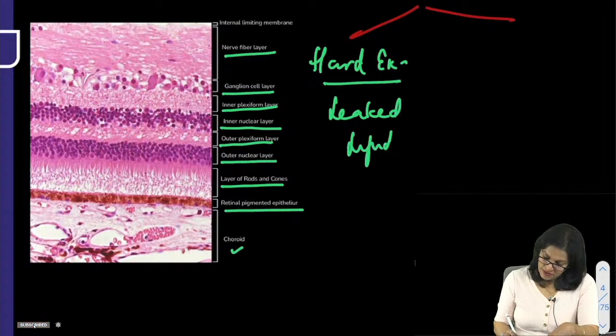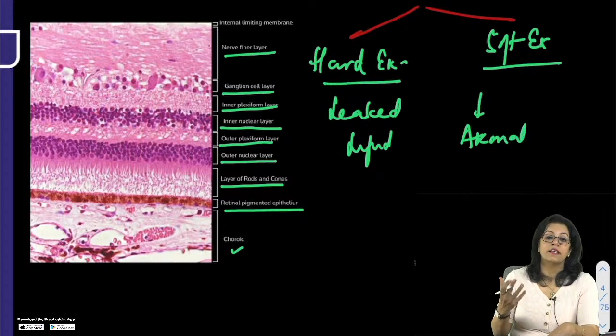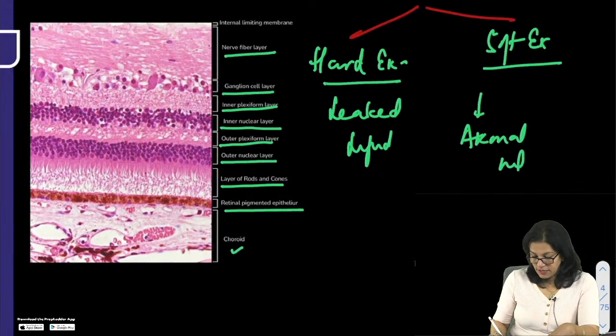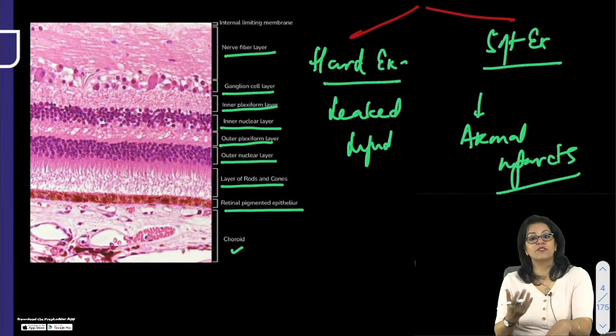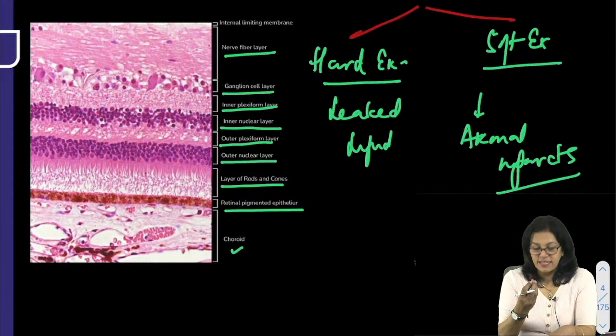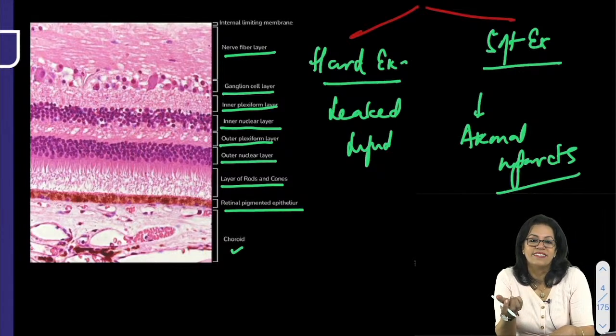And what are soft exudates? Soft exudates are axonal debris, dead axons. So do you realize these are axonal infarcts? Anywhere when there are too many soft exudates, it is a more serious thing. It's more hypoxia-indicating damage of the axons. Whereas hard exudates are just leaked lipids.